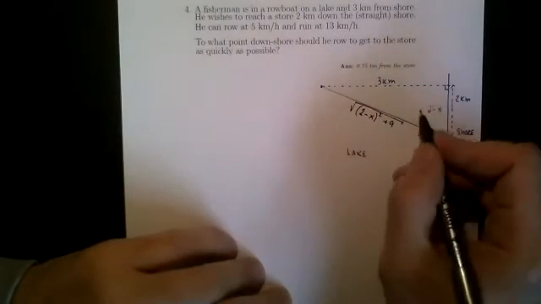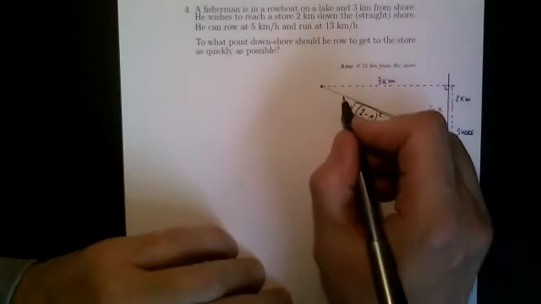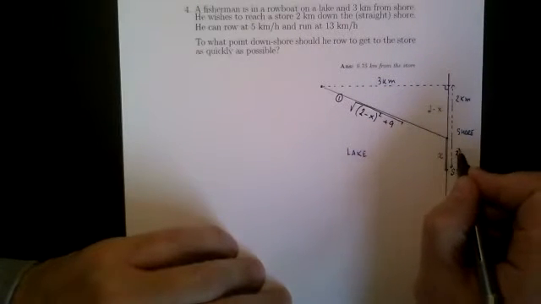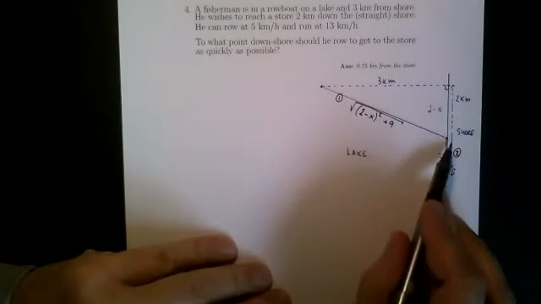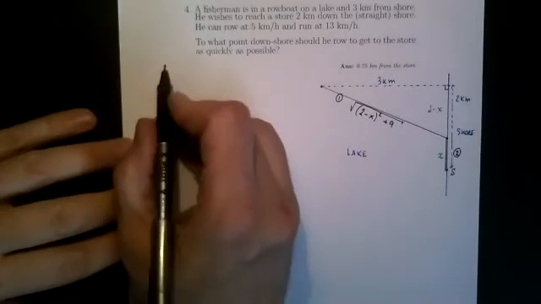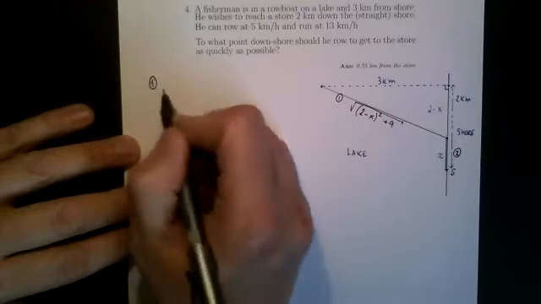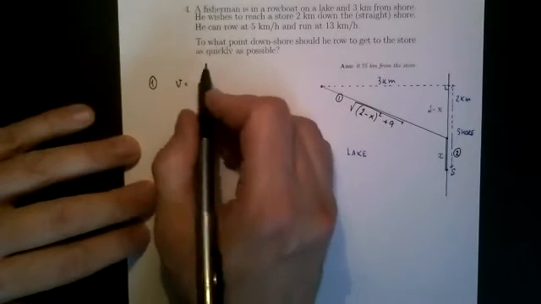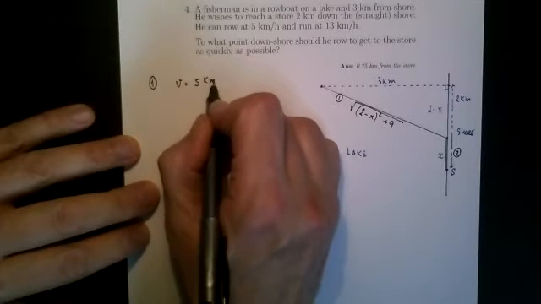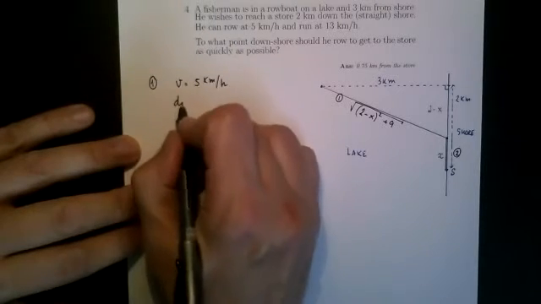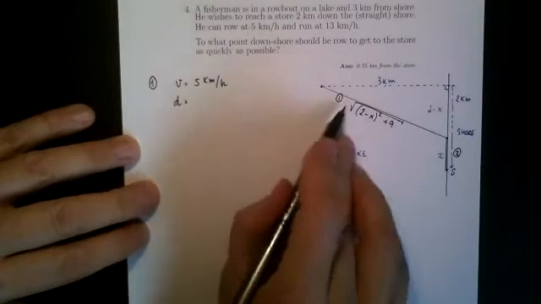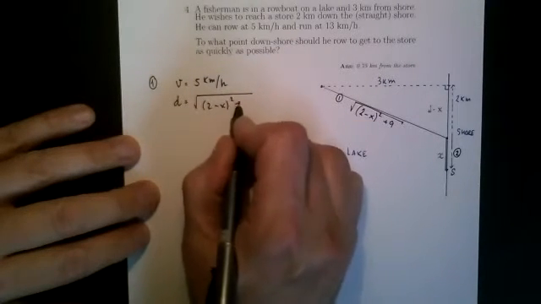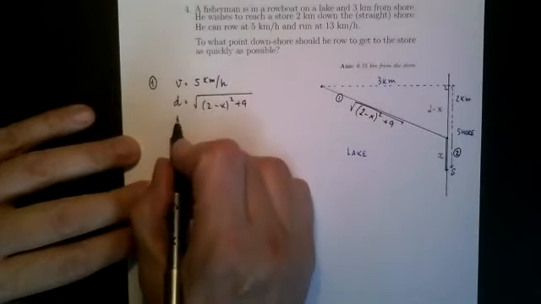Okay, so this is the first part of the trip. I'm going to call this part 1, and I'm going to call this the second part of the trip, which is when he runs. Okay, so the first part he rows, second part he runs. And so let's see what happens in part 1. Okay, so his velocity or speed is 5 kilometers per hour. And the distance that he travels is this expression here, so the square root of (2 minus x) squared plus 9. And so I could find the time.